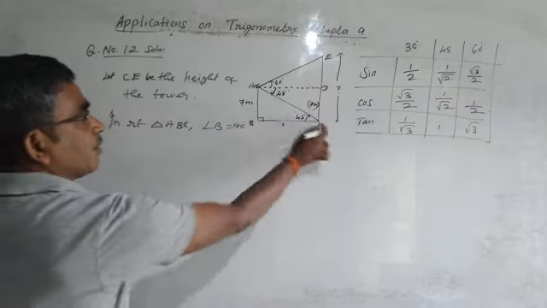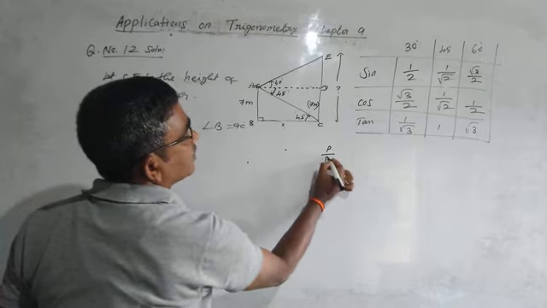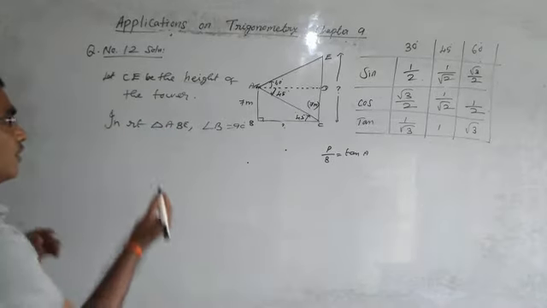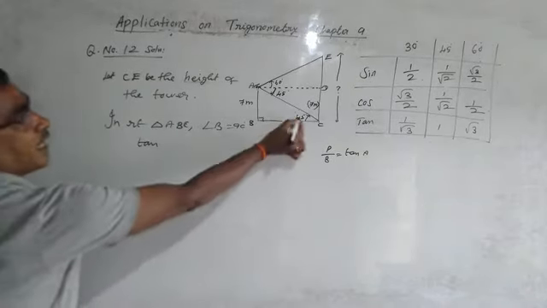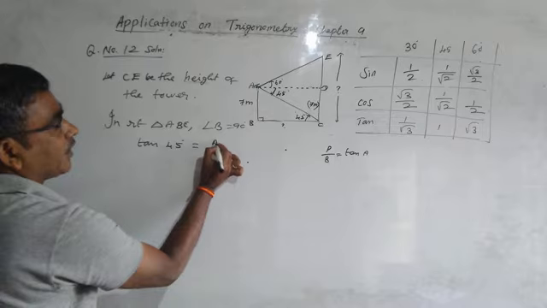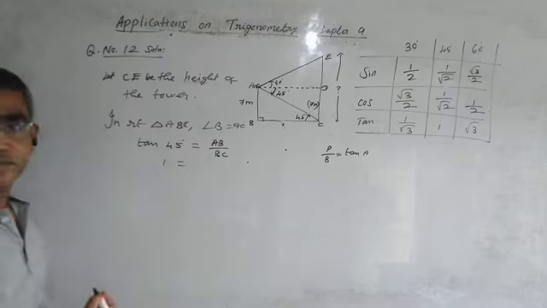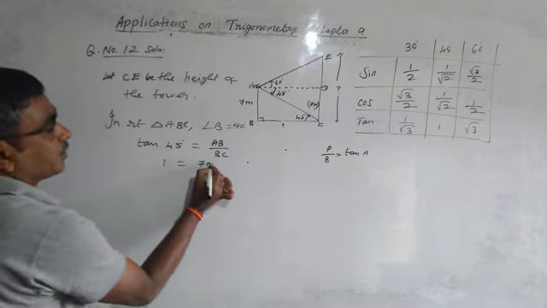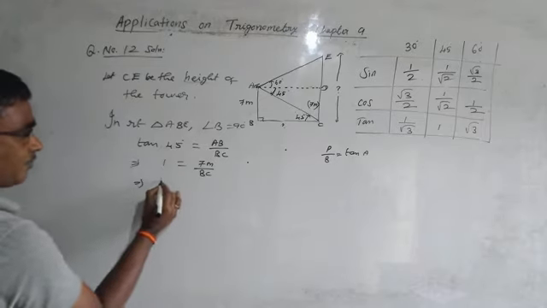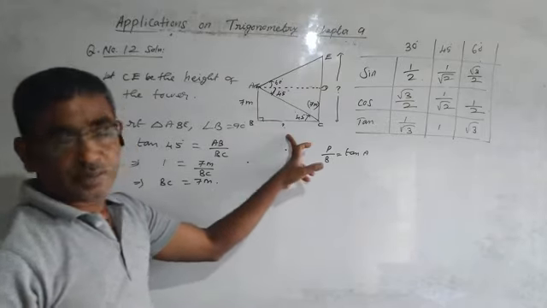So AB by BC, perpendicular to the base, becomes tan. Because we know perpendicular by base equals tan of the angle. The angle is 45 degrees. Tan 45 equals AB by BC, where AB is the perpendicular and BC is the base. Tan 45 value we know is 1. AB we know is 7 meters and BC we don't know. So BC into 1 is equal to BC. BC equals 7 meters. It must be 7 meters.